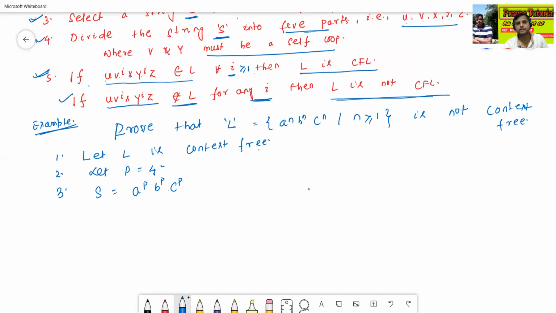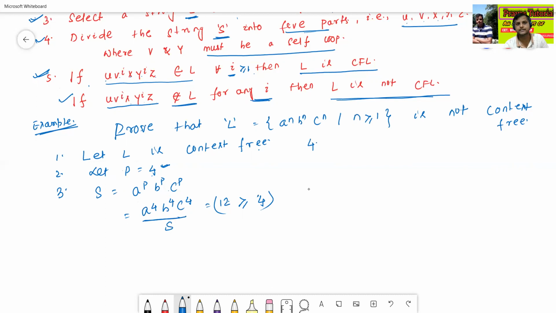What is the P value? Here P equals 4. That means a to the power 4, b to the power 4, c to the power 4, and its length is 12. Its length must be greater or equal to the pumping length P, which is 4. So this string S has length greater or equal to the pumping length.